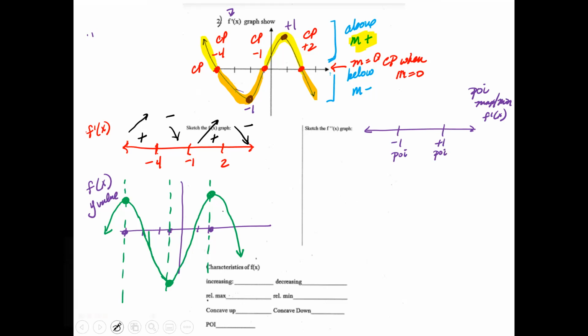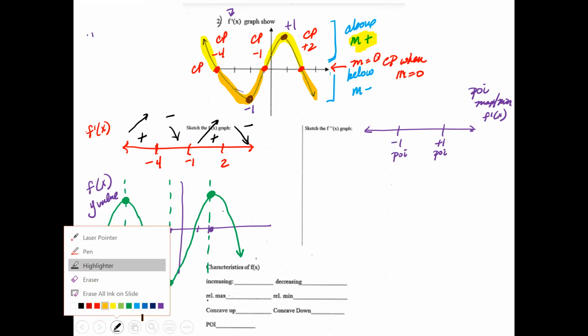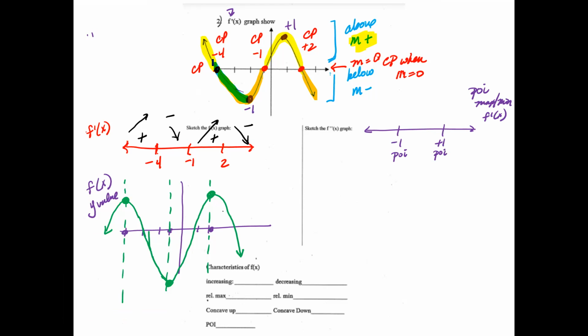Okay, so let's go ahead and look at the slope of f prime of x. To the left of -1, it looks like it is a negative slope, so it is going to be concave down. Then in between -1 and +1, it's a positive slope, so that is going to be concave up. And then after +1, it is a negative slope, so it is concave down.